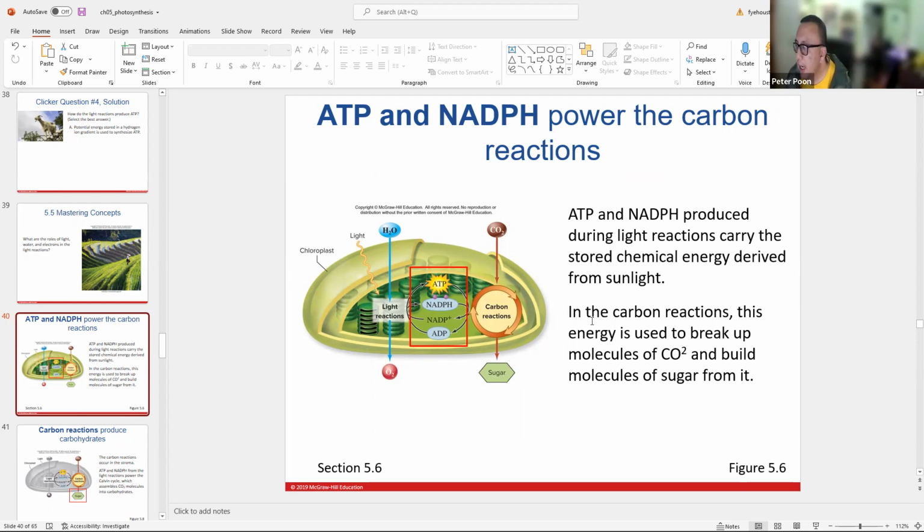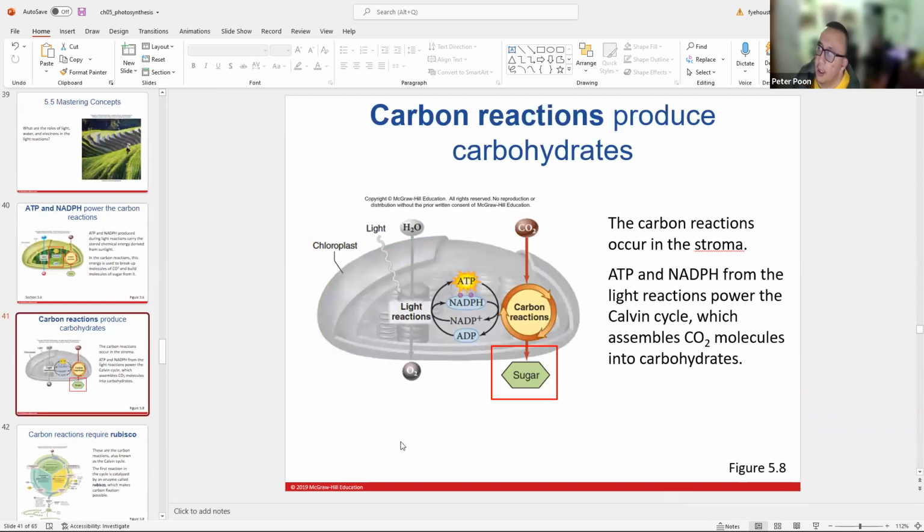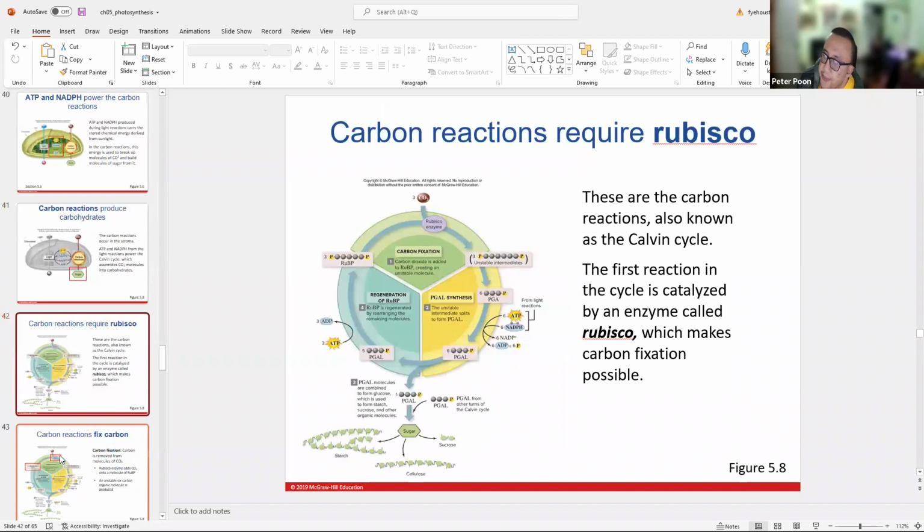In the carbon reactions, this energy is used to break up CO2 and build molecules of sugar. So now we're looking at the carbon cycle, the carbon reactions. ATP and NADPH power the Calvin cycle. This is the Calvin cycle, which assembles CO2 molecules into carbohydrates.